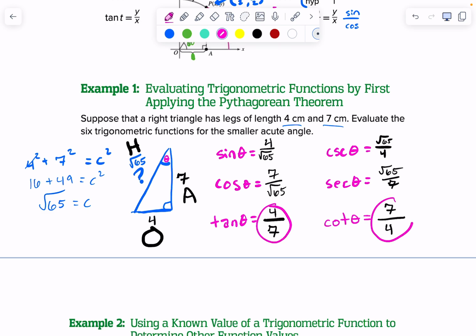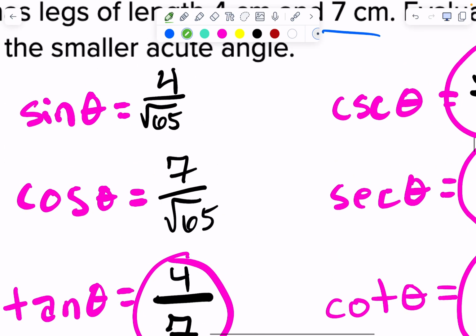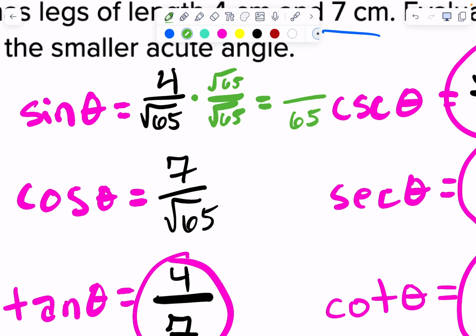This guy's done, this guy's done, this guy's done, this guy's done. We have to fix these two, because you can't have a square root at the bottom. You multiply by the square root of 65 over the square root of 65. The square root of 65 times the square root of 65 is just 65. It's the square root of 65 squared, okay? 65.